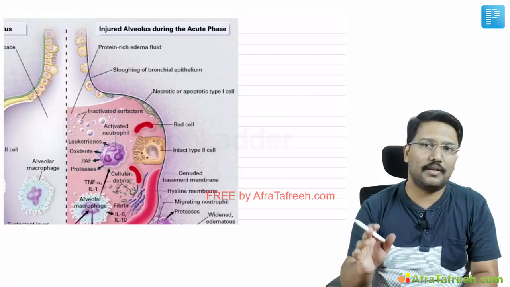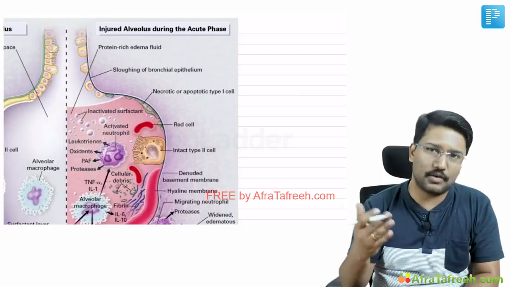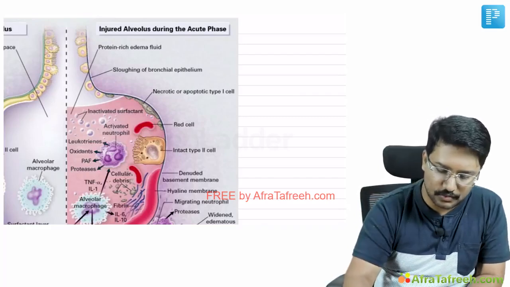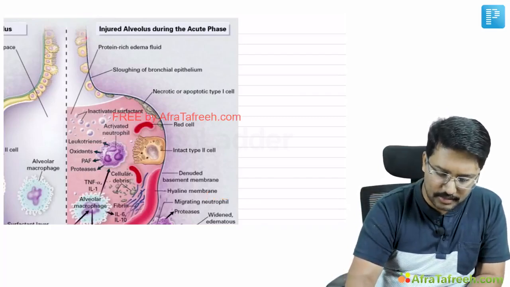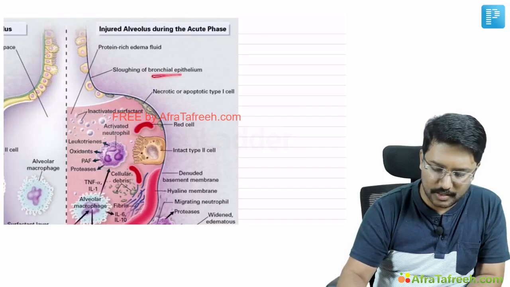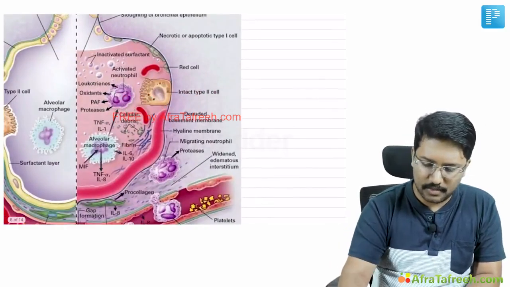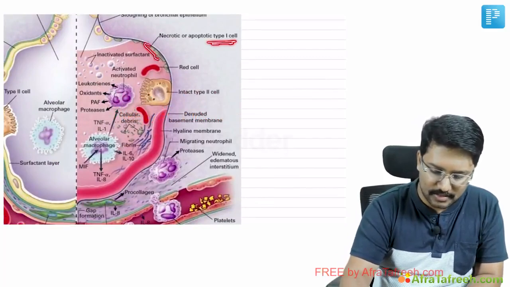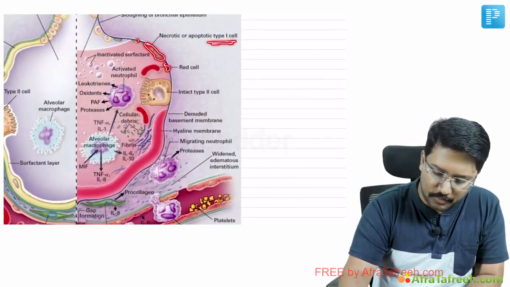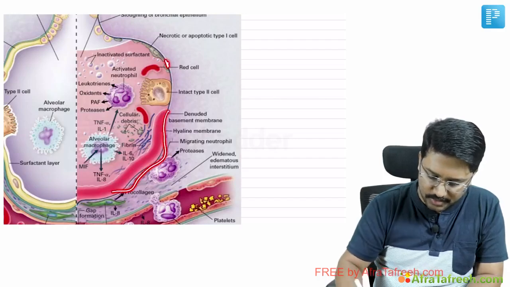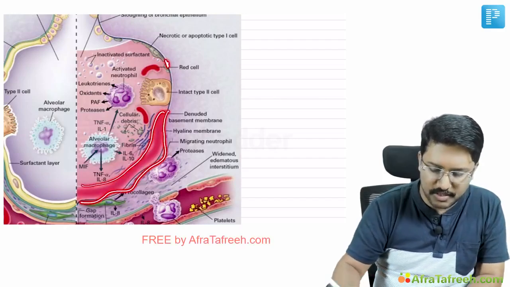And also remember, in ARDS, the pathology is not restricted to the alveoli. It can occur in the terminal airways also. So apart from alveoli, there may be shedding of the bronchial epithelial cells, which are also coming to the alveolar spaces. Now, once the type 1 cell is getting atrophied or apoptotic, the basement membrane starts getting denuded. So you see the denuded basement membrane.